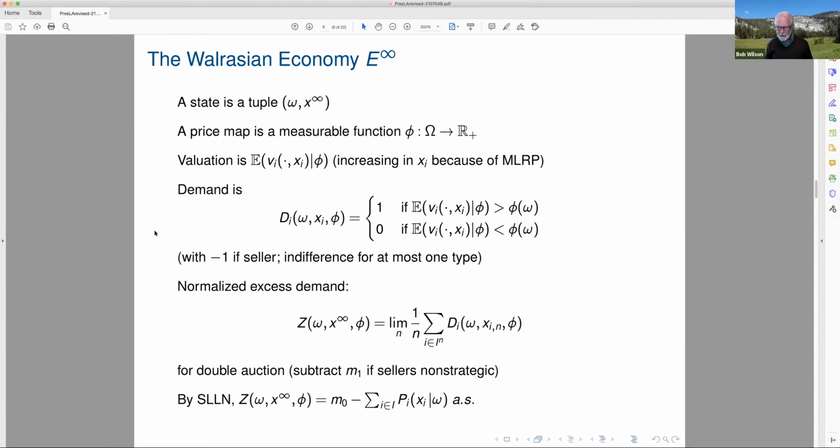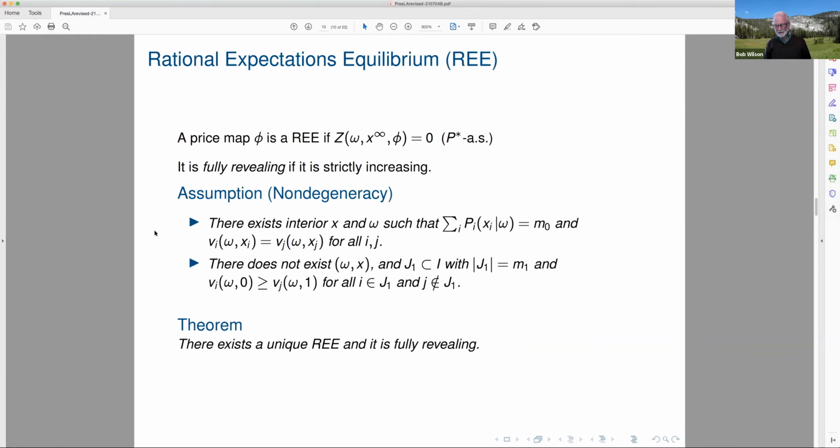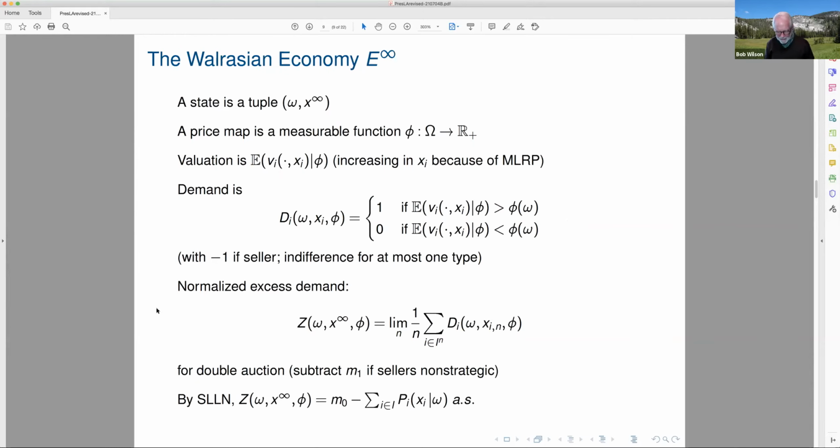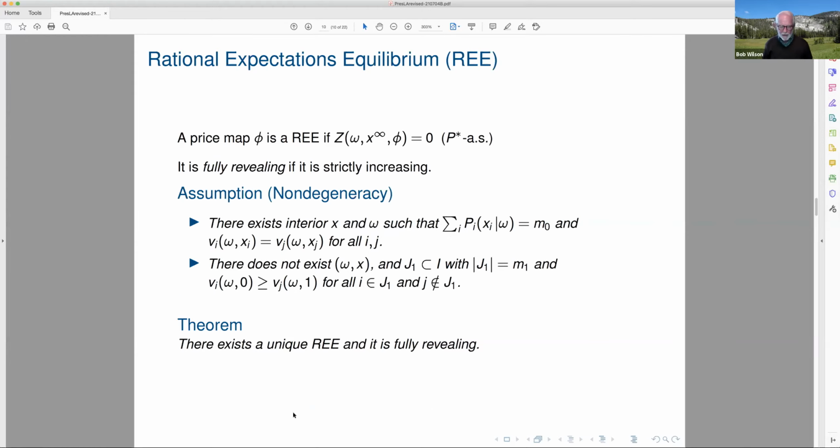So what we want is, in equilibrium, excess demand should be zero, which is to say, just as we go back here, that this is zero. So M naught is the ones that must go unserved, and the sum of the PIs is a measure of how many got signals so low that they're going to be unserved.